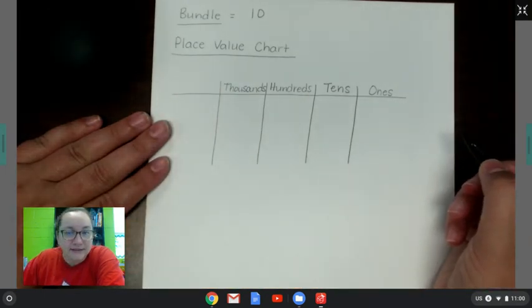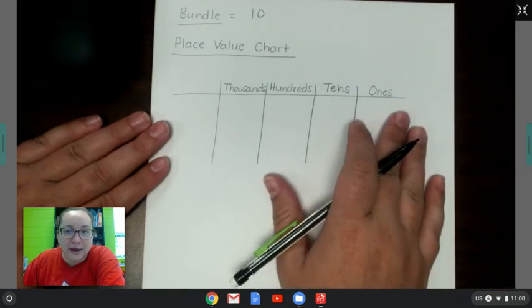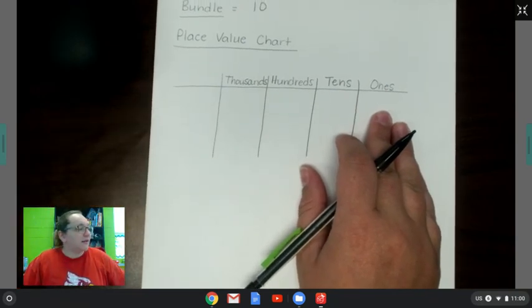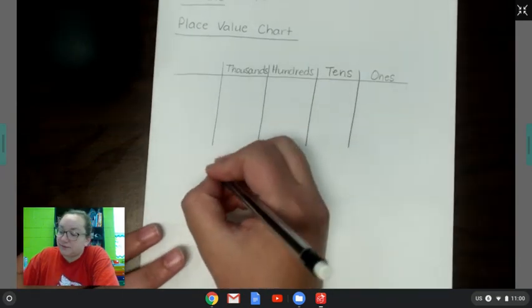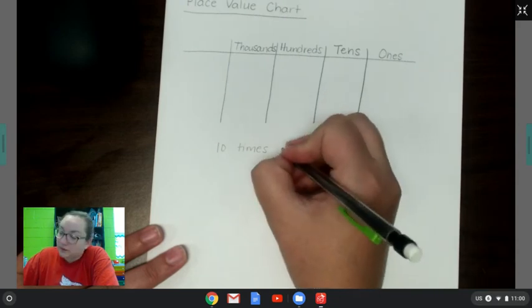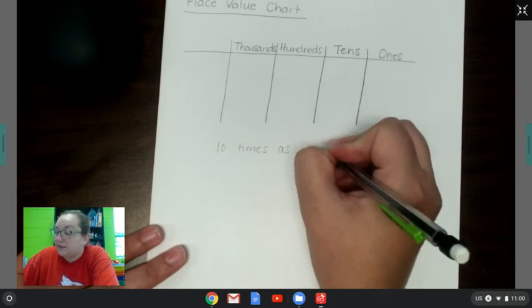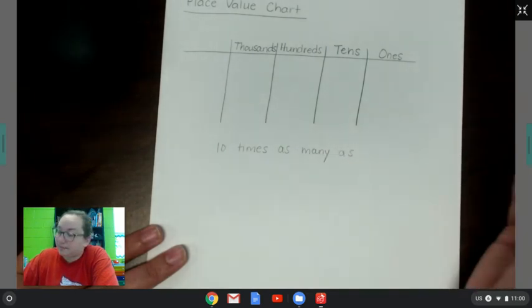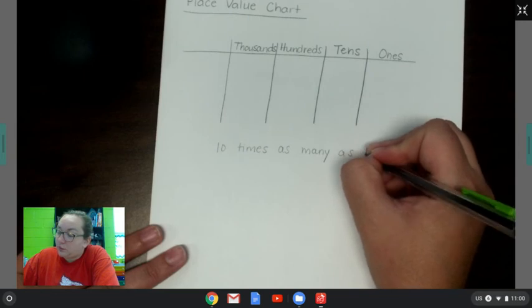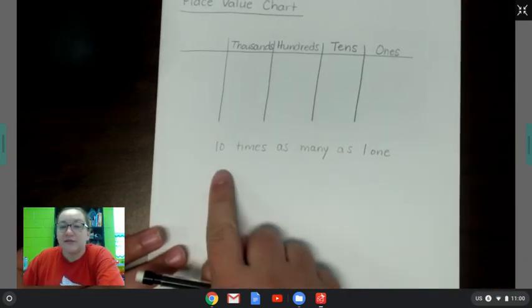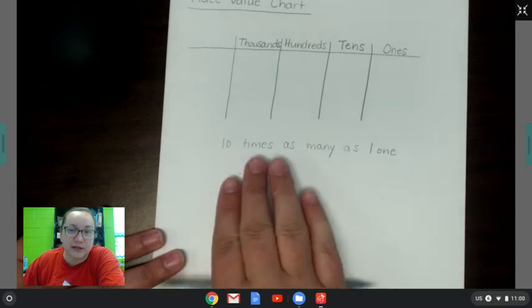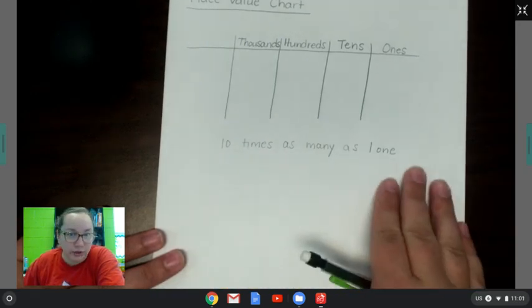So first thing that you're going to see on Zearn is you're going to be talking about multiplication sentences. You might see a multiplication sentence that looks something like this. It'll say 10 times as many as 1. So this is a multiplication sentence. Okay, now I know it doesn't look like a multiplication sentence, but this is actually using just words.